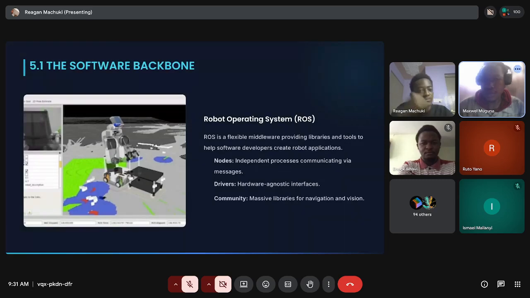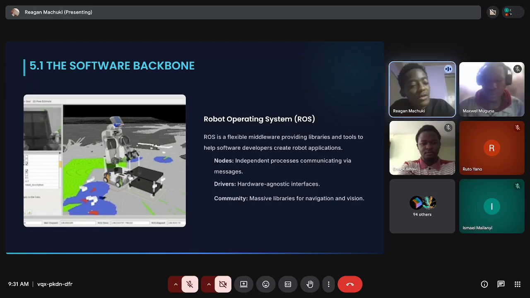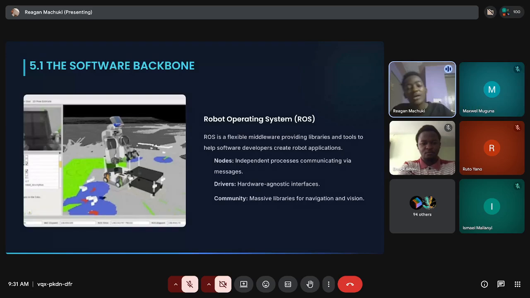So next we have ROS, which is basically a Robot Operating System. A Robot Operating System is an open source software framework used to develop robot applications. ROS is a flexible middleware providing libraries and tools to help software developers create robot applications. The components include nodes, drivers, and a large community which has libraries for navigation and vision. The drivers include hardware agnostic interfaces, and the nodes are independent processes communicating through messages.